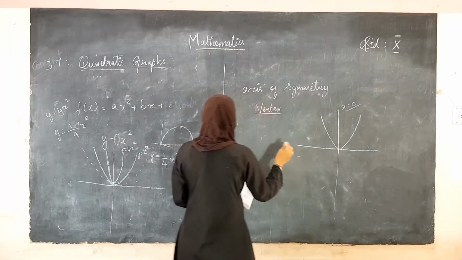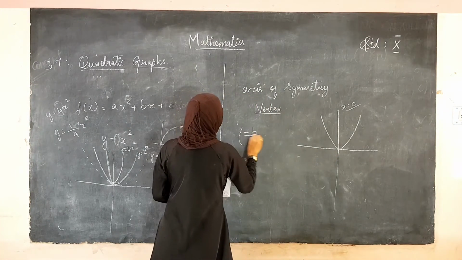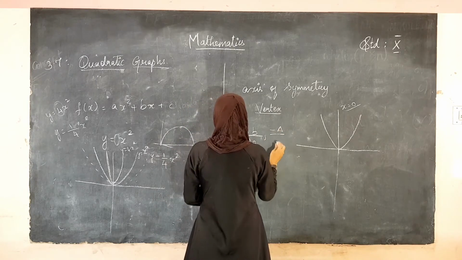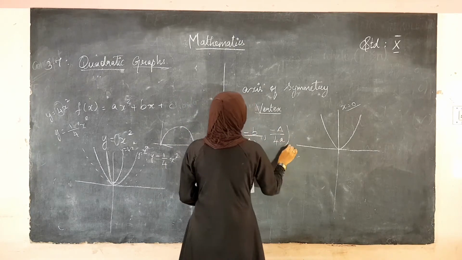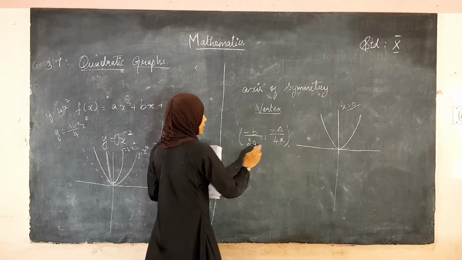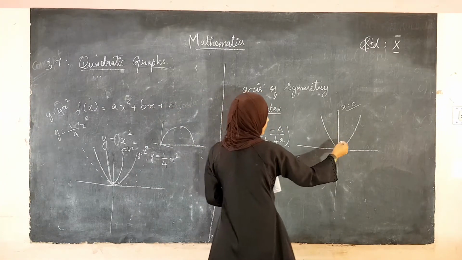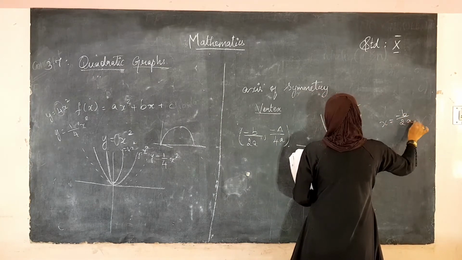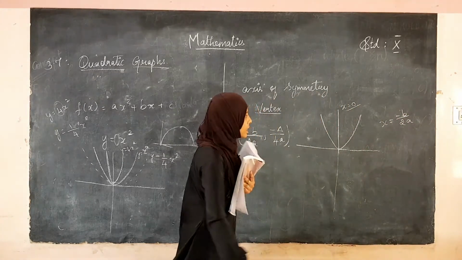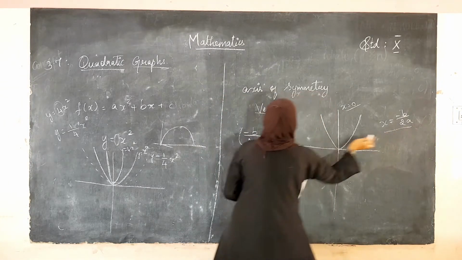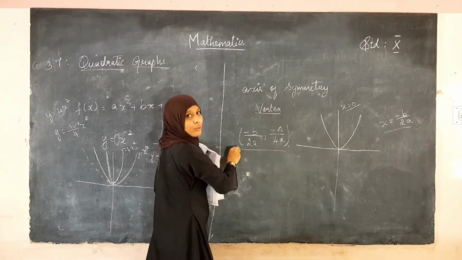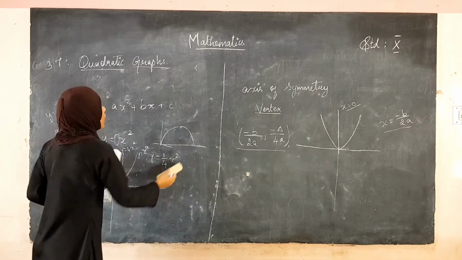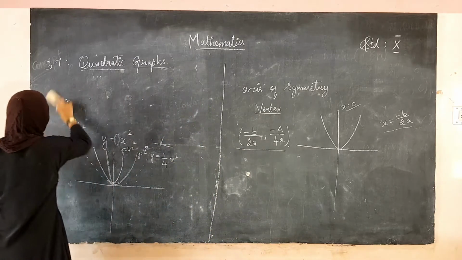This point can be written as minus b divided by 2a comma minus del divided by 4a. This is the vertex, and the axis of symmetry is x is equal to minus b divided by 2a. This is the axis of symmetry, and this is the common notation for the vertex. Go through this.